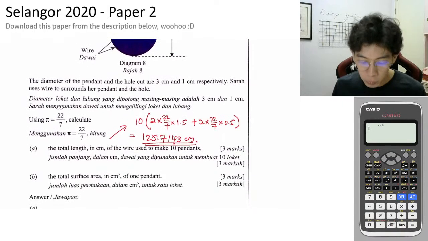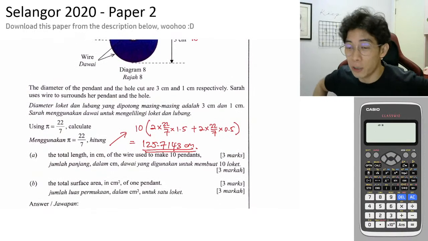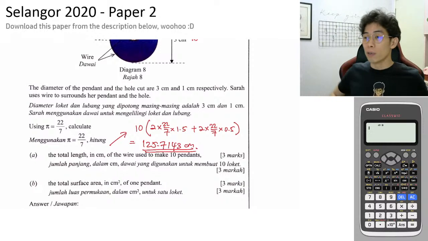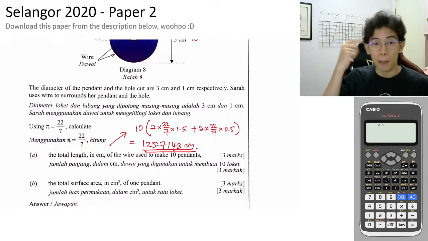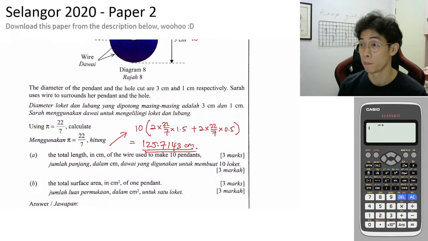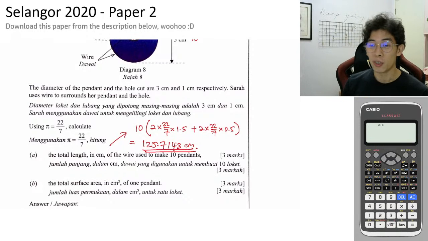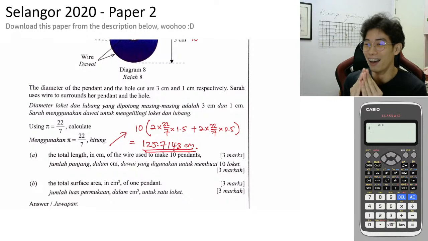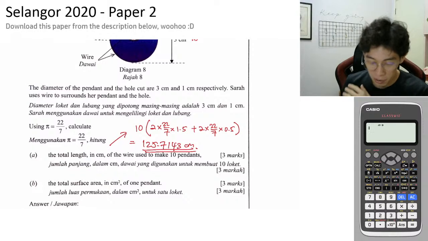Okay, question B. Totals, this one, I tell you, it tricks me. When I read through the question, it tricks me. My brain is processing what? The total surface area in cm square of one pendant. Total surface area of front and back. When I look at the answer, I'm like, oh okay, you win already.